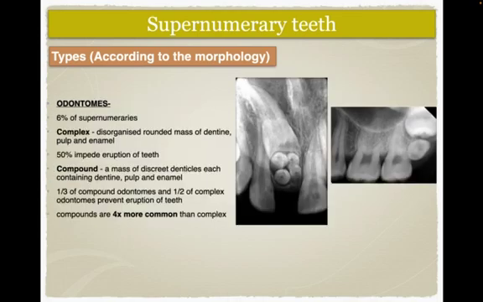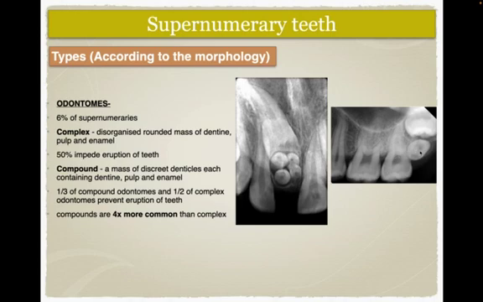The last type is the odontome, and it represents 6% of the supernumerary. And we have two types of these odontomes. We have complex and compound. Complex is diagnosed as a round mass of dentine, pulp, and enamel, like this one. So you can see it's a mass. It's a mixture of dentine, enamel, and pulp. While the compound is a mass of discrete denticles, small denticles, each of which has dentine, enamel, and pulp. So like this one.